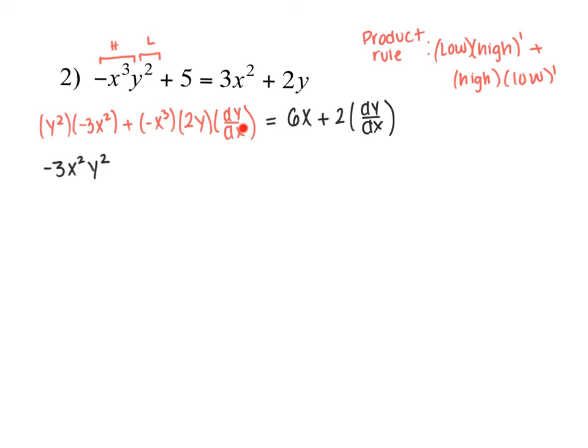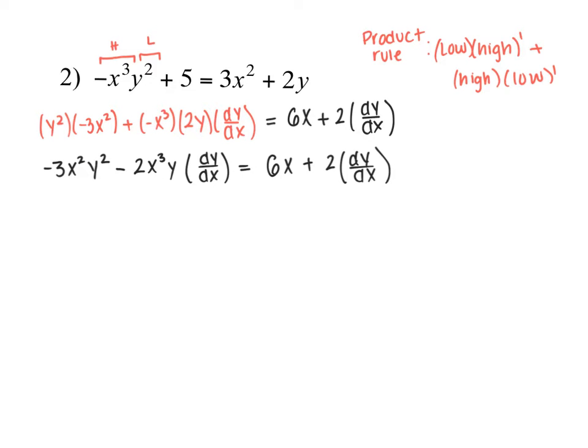Then I'm going to multiply these together. Positive times a negative is a negative, so negative 2x to the third y, or yx to the third, doesn't matter, dy dx, equals 6x plus 2 times dy dx. I like doing this step because it just makes things a little bit cleaner. And now I can go ahead and take this term and bring them to the same side, and these terms can go on the opposite sides.